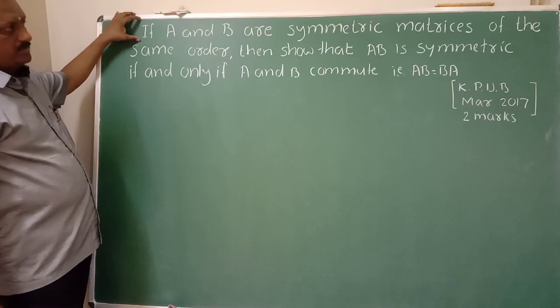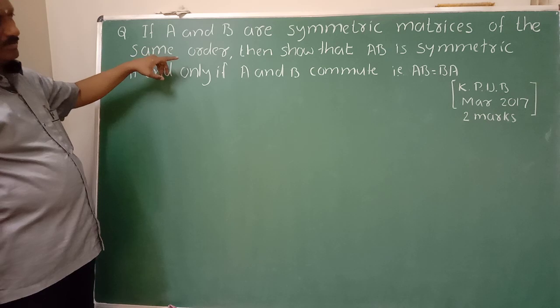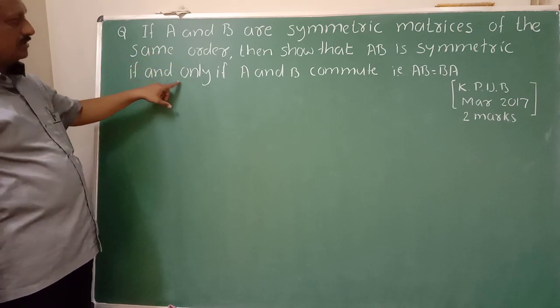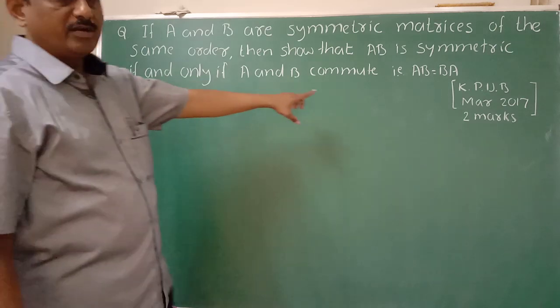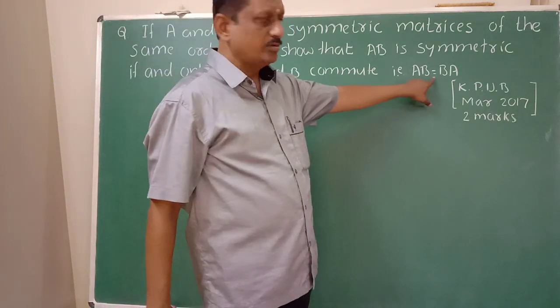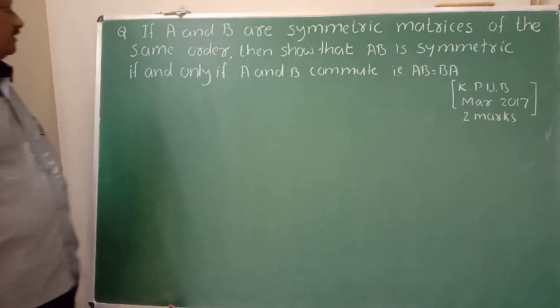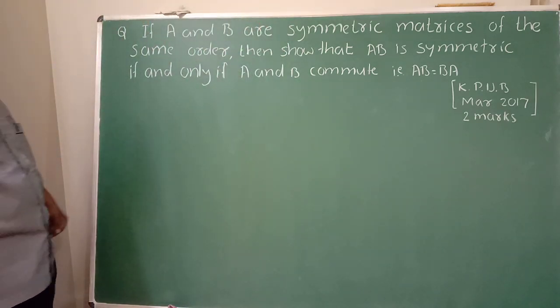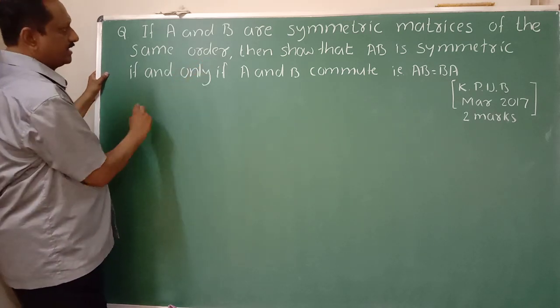If A and B are symmetric matrices of the same order, then show that AB is symmetric if and only if A and B commute. Commute means the commutative property is satisfied here, AB is equal to BA. If this condition is satisfied, then it is a symmetric case.